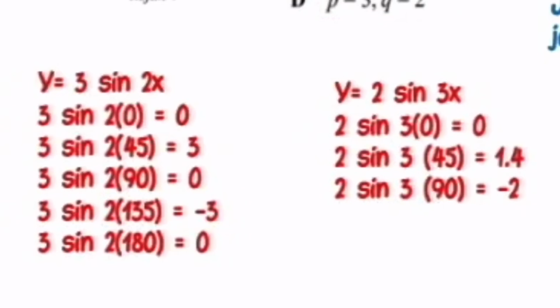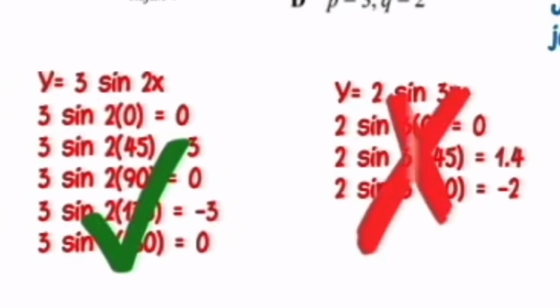Okay, so if you want to double confirm your answer, you can check one by one, and then you notice that you are getting the right answer, which is A. Okay, 3 sine Q is 3, right? P is 2. So you write down the equation y equal to 3 sine 2x. Then you plug in the angle from 0 to 45, 90, 180, and then you key in all the angle.